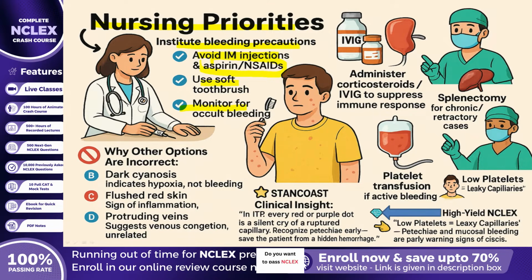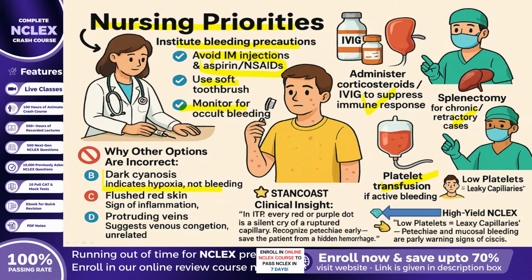In cases of active bleeding, platelet transfusions may be necessary. Corticosteroids and intravenous immunoglobulins help suppress immune-mediated destruction, while splenectomy may be considered for chronic or refractory ITP. Moving on to why the other options are incorrect.